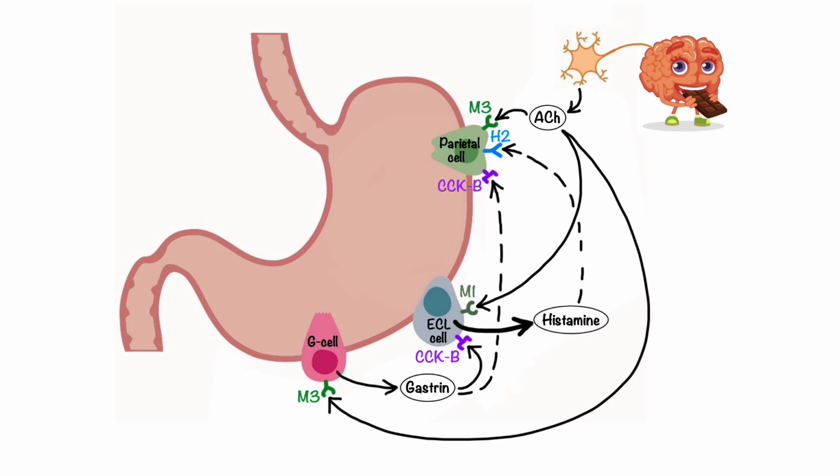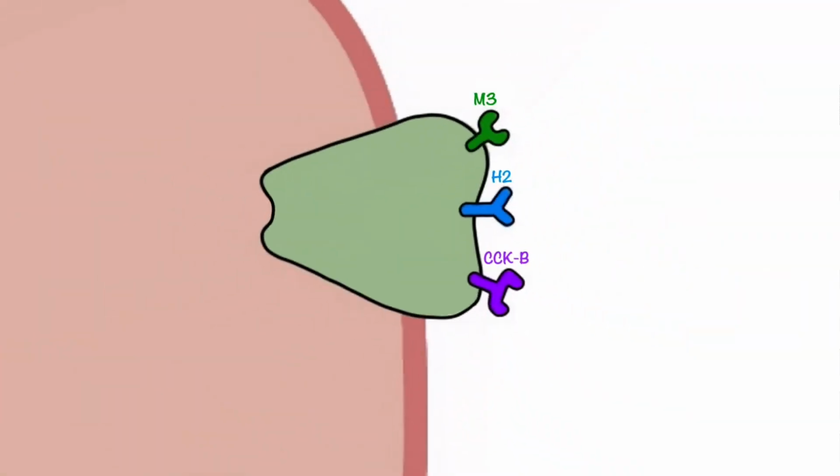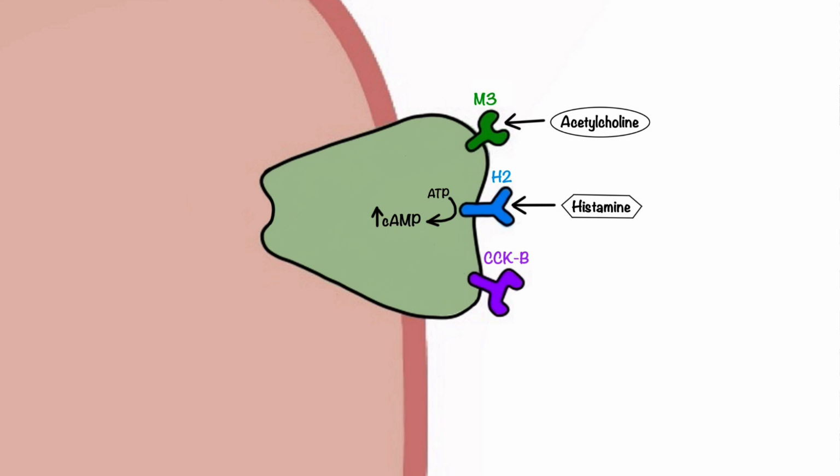Now, the activation of H2 receptor by histamine causes intracellular cAMP levels to increase, while the activation of M3 receptor by acetylcholine and cholecystokinin B receptor by gastrin causes intracellular calcium levels to increase. These independent pathways then converge to activate protein kinase cascade that in turn triggers translocation of hydrogen-potassium ATPase, also known as the proton pump, from cytoplasm to the apical surface.